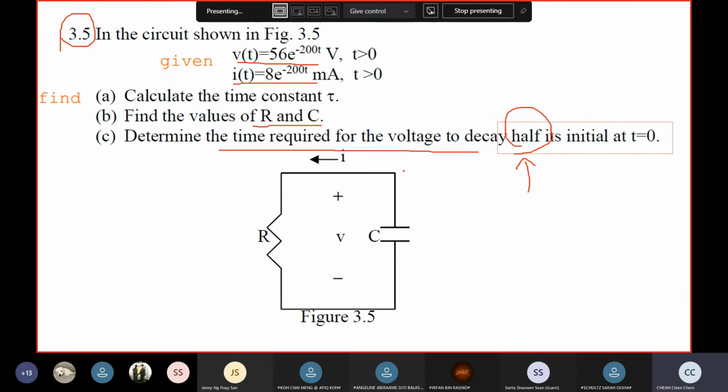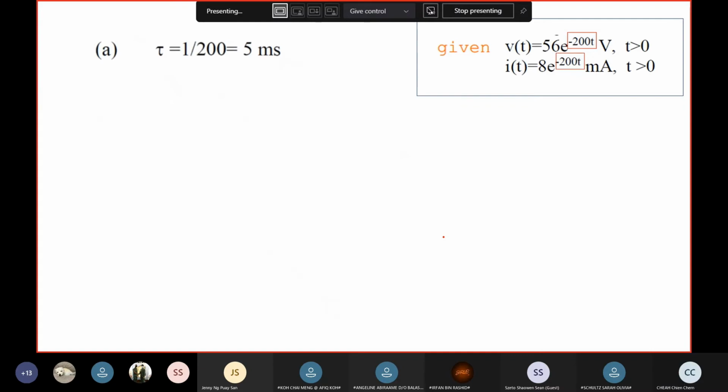Imagine that you have a race. We say 100 meters. So 100 meters, how fast can people run? That is the standard based on 100 meters. So same thing, 36.8% is just a standard that we set to see how fast you will reach that value, 36.8% of the initial voltage.